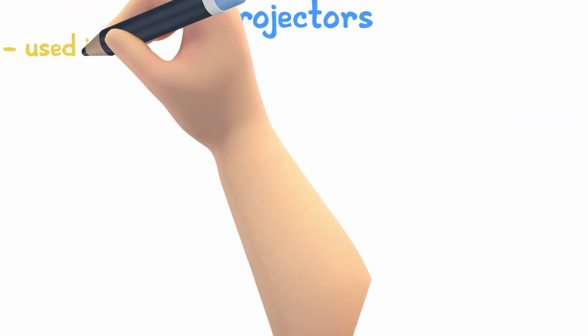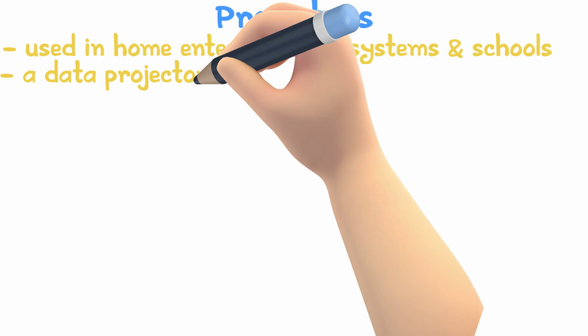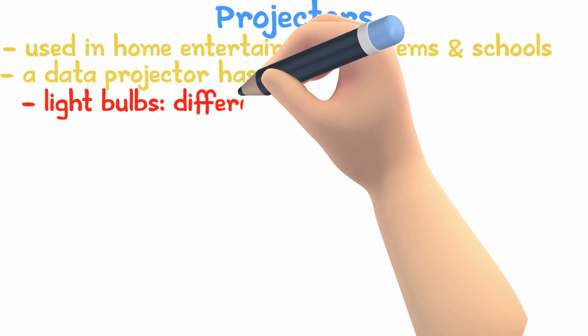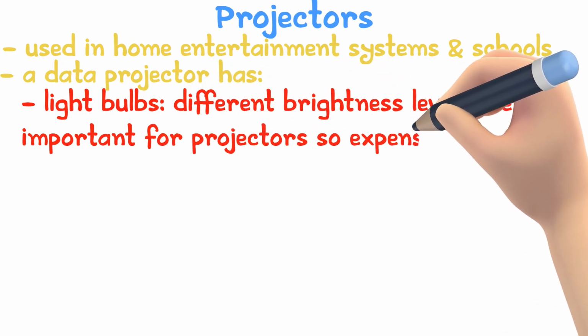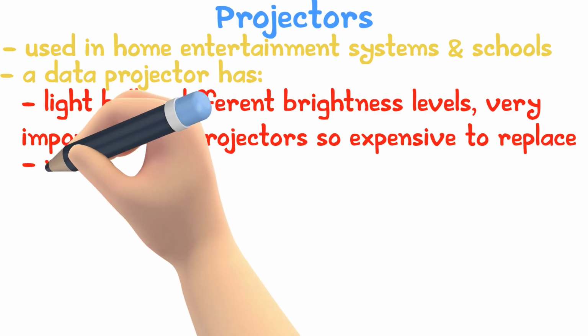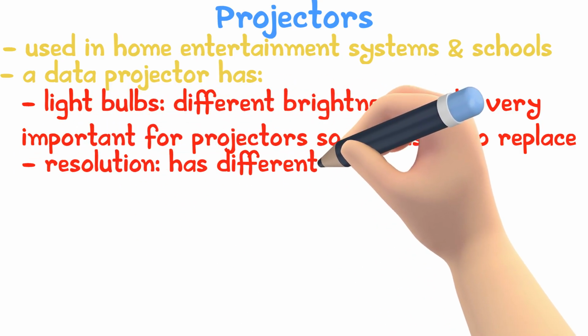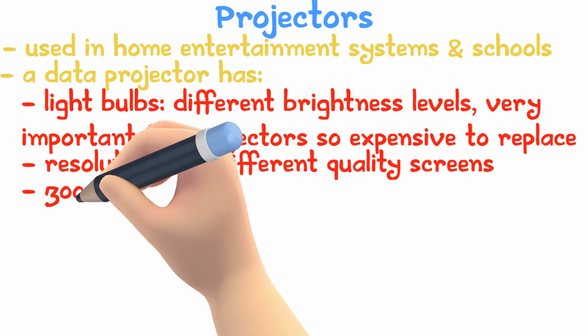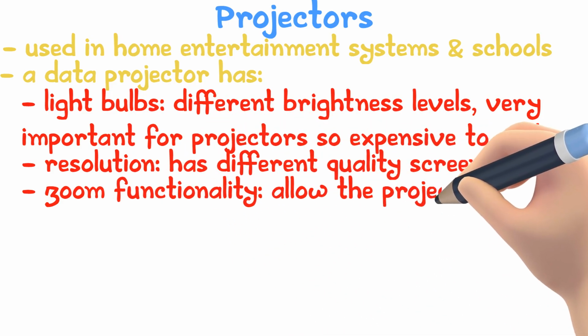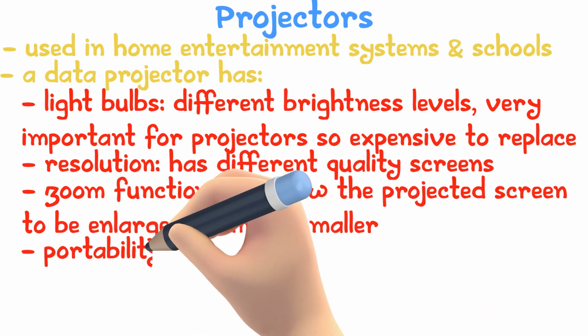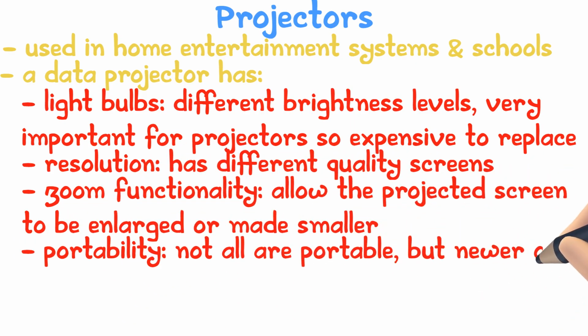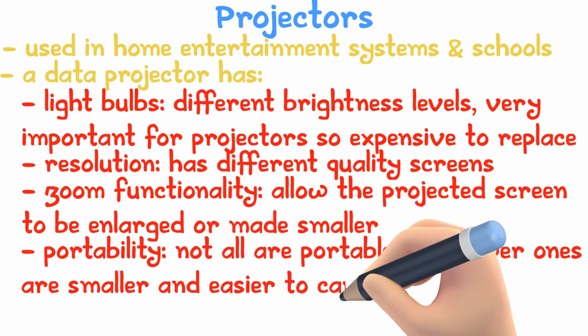Data projectors. You might have seen a data projector in a home entertainment system or at school when presenting something. A data projector has light bulbs, which have various brightness levels and are an important part of the projector, so they are very expensive to replace. Resolution has different qualities of screens like monitors. Zoom functionality, to allow the projected screen to be enlarged or made smaller, and portability. Not all projectors are portable, but the newer ones are smaller and lighter, so they are easy to carry around.